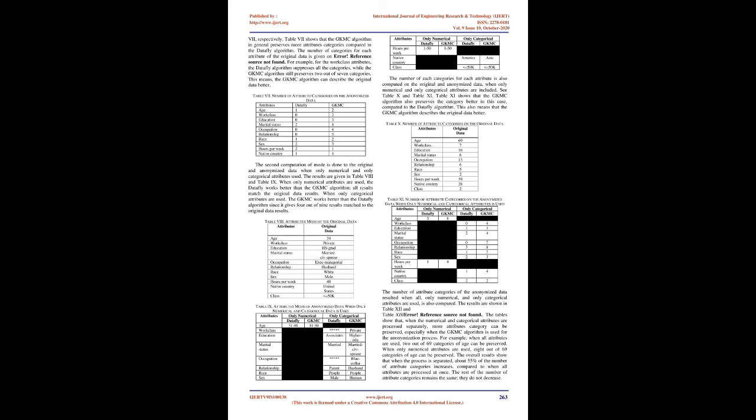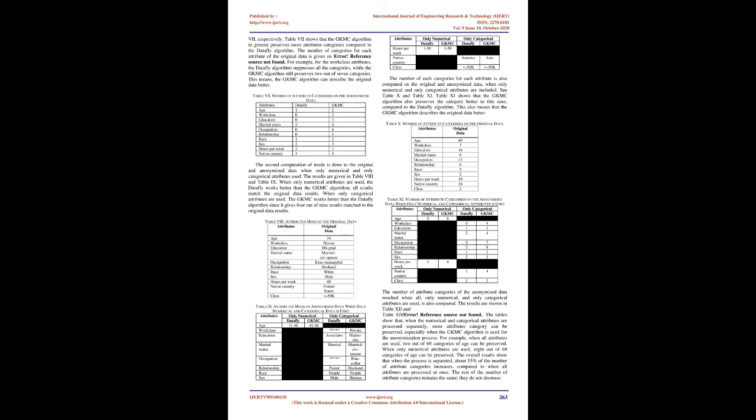The first computation done in this part is determining the mode of each attribute of the original and anonymized data, when all attributes are included in the anonymization process. The results are given in Table 6. Based on the table, the GKMC algorithm gives matching results on 5 out of 11 attributes, namely work class, marital status, relationship, hours per week, and class. Whereas the Datafly algorithm only gives 4 matching results. In this case, the GKMC algorithm performs better.